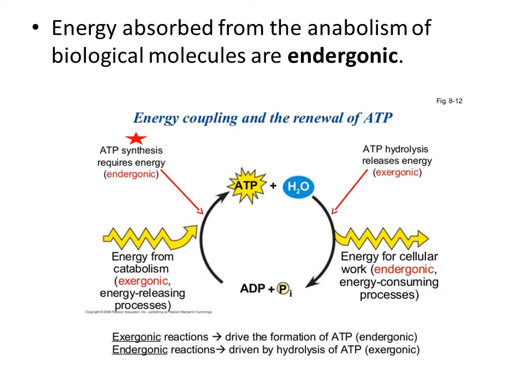The opposite of an exergonic reaction is an endergonic reaction. Energy absorbed from the anabolism of biological molecules is endergonic. So in this case, to create ATP, the reaction is going to absorb energy. The energy has to be created from somewhere else, but it will be absorbed to create the molecule.